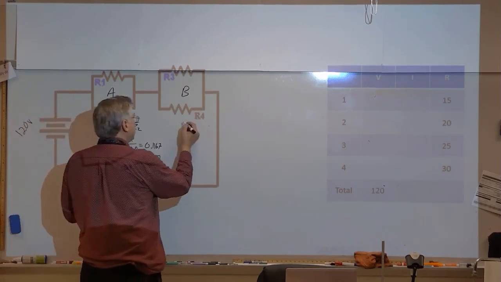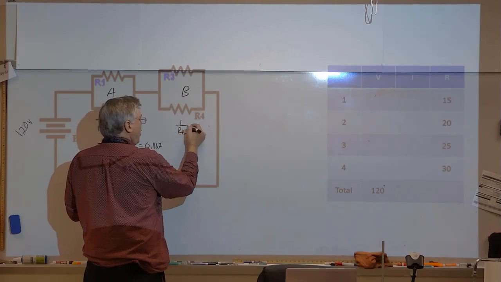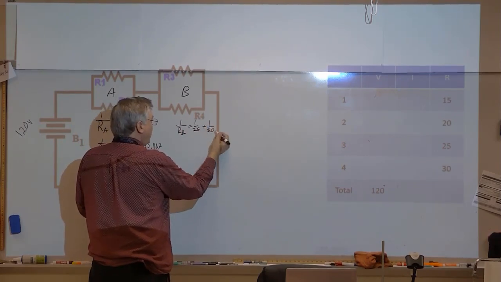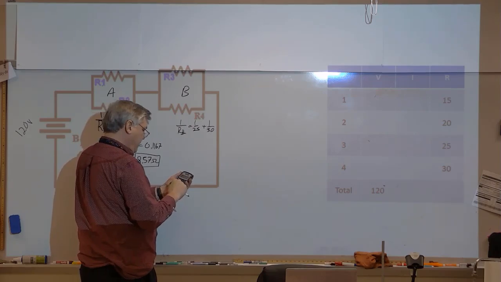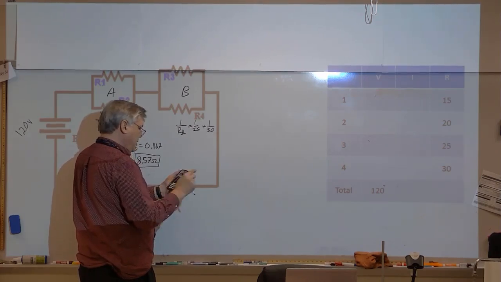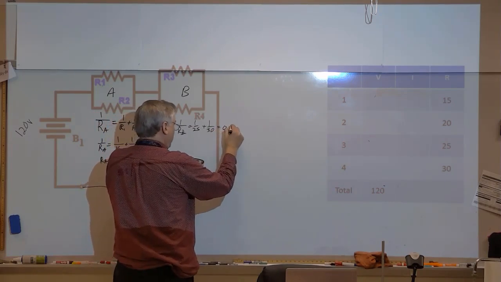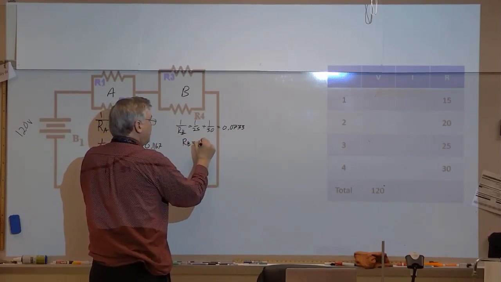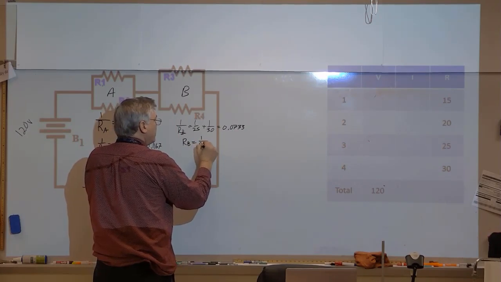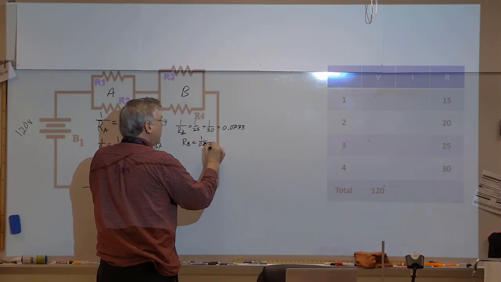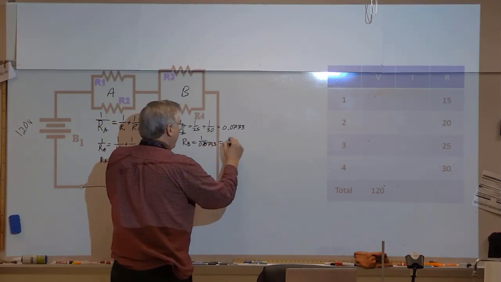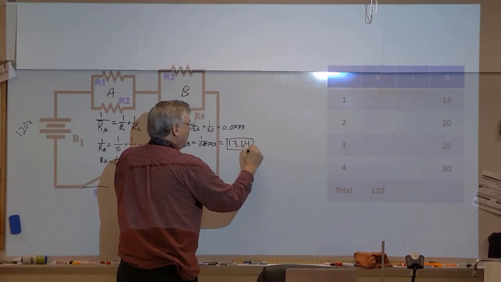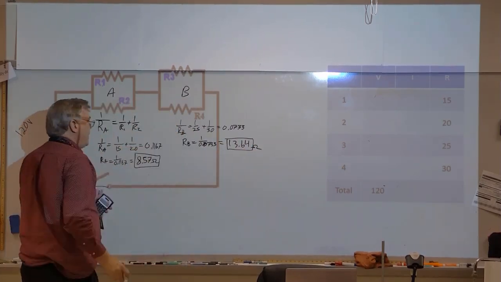For RB, we do that similarly. 1 over RB is equal to 1 over 25 plus 1 over 30 ohms. So 1 divided by 25 plus 1 divided by 30. And I get 0.0733. So RB is equal to 1 divided by 0.0733. And I get 13.64 approximately, with some rounding, ohms for B.